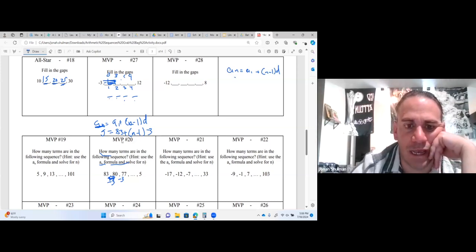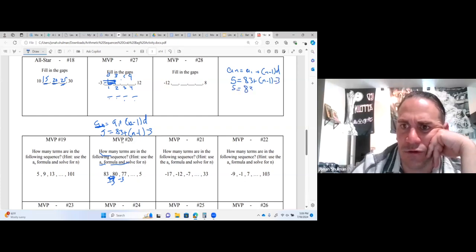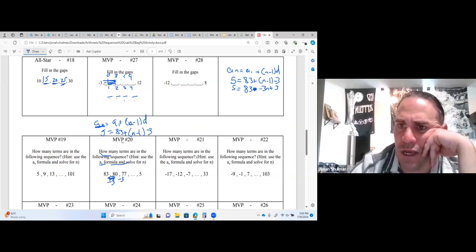So we know that we end at 5. That's our last term. Our first term is 83. We're looking for n, and our difference is -3. So 5 equals 83 plus, well, -3, and a minus is a +3. So -3n plus 3. 83 plus 3 is 86.